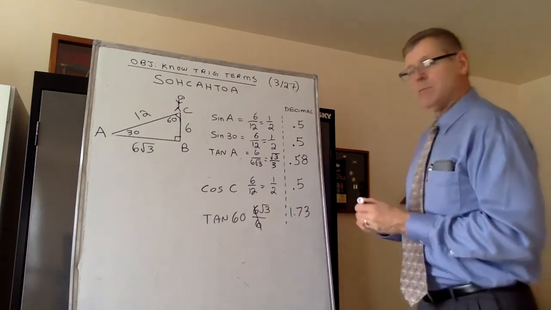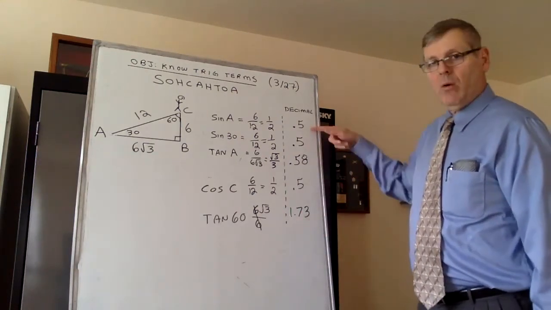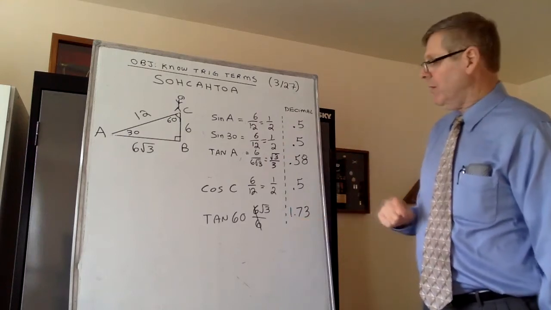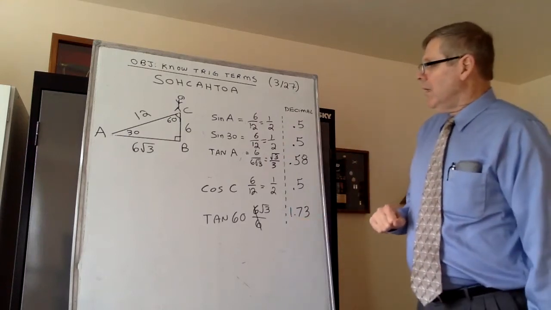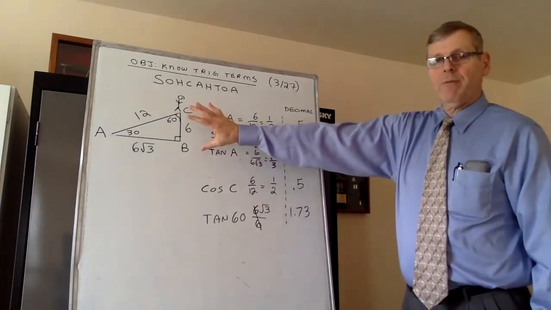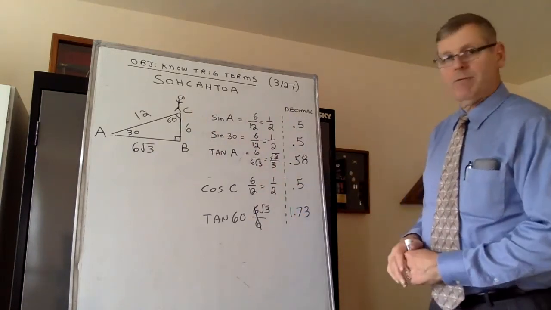Okay. Notice my tangent number here went above 1. Sine and cosine will always be between 0 and 1. Tangent can go above the number 1. So make sure you have that in your notes. I'll put one more example up here, and I'll let you work through the trig ratios, and that'll be it for today.